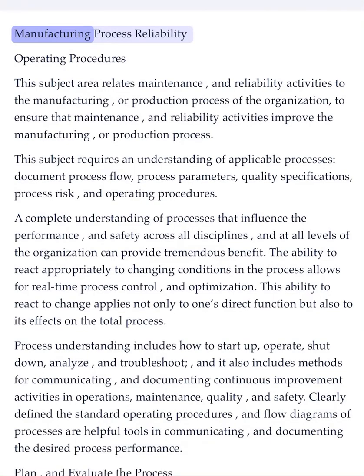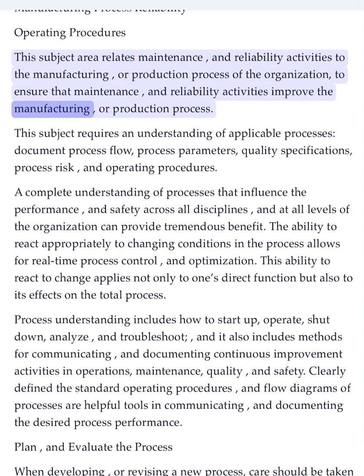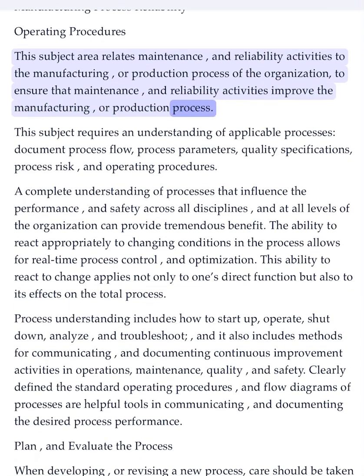Pillar 2. Manufacturing process reliability. Operating procedures. This subject area relates maintenance and reliability activities to the manufacturing or production process of the organization, to ensure that maintenance and reliability activities improve the manufacturing or production process.